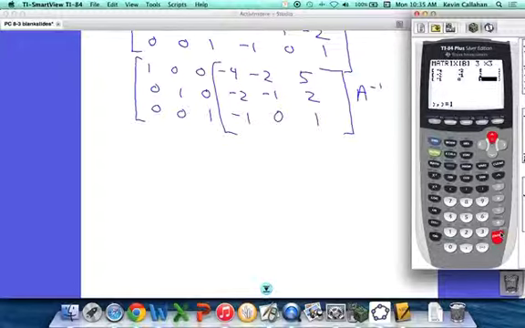Now, how can I show those are inverses? Multiply them. Go back to this screen and go second matrix 1, second matrix 2. And if you get the identity matrix, you just found the inverse. We got the identity matrix.